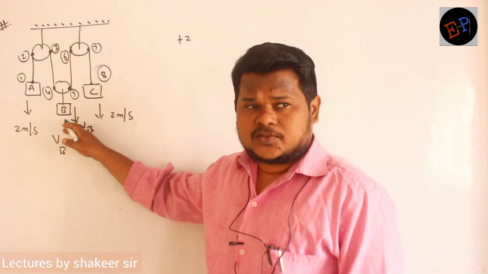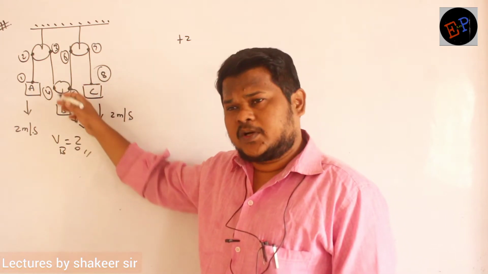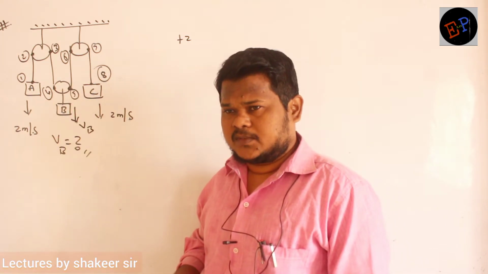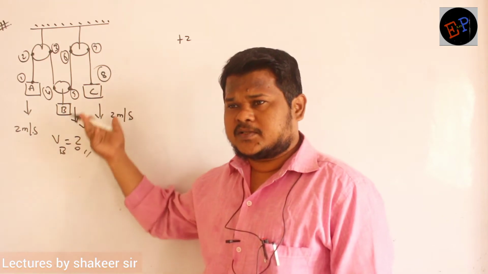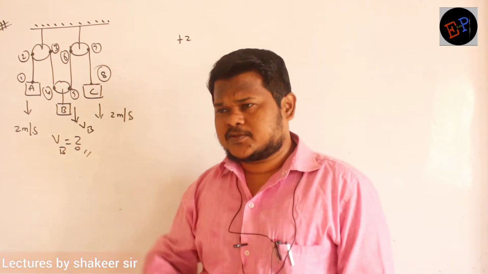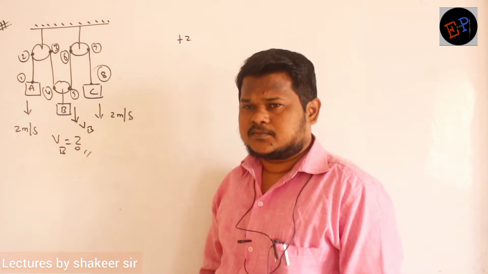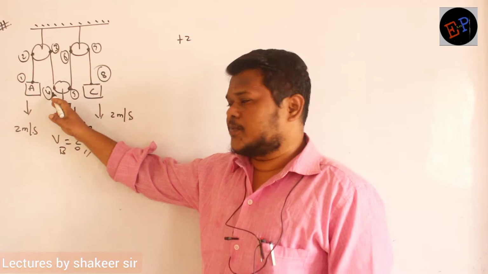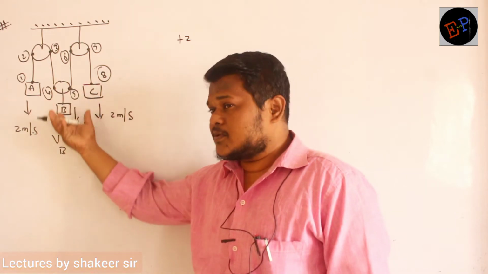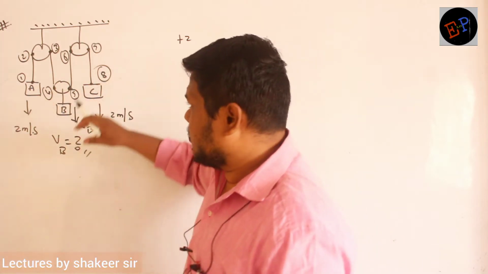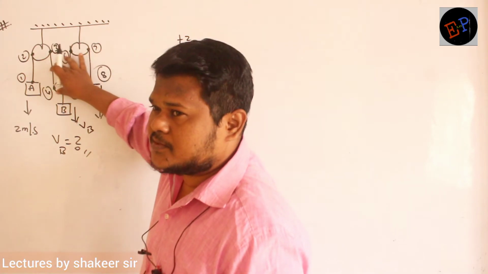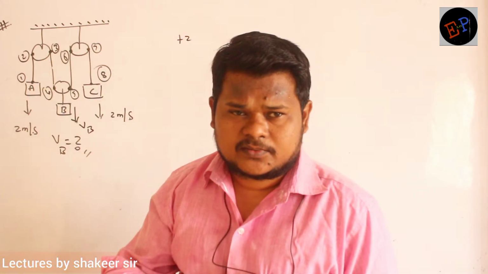Block B is attached to pulley. So pulley also should have the same velocity, no? Block B is attached to pulley, so pulley also should have the same speed. On pulley how many points are there? 2 points. What are they? 4th point and 5th point. So they are also coming downwards. If they are coming downwards, what is happening to the length of their respective strings? Their lengths also are increasing.